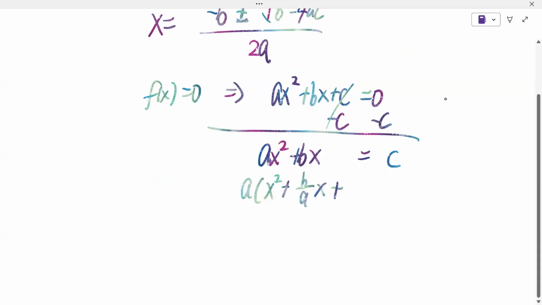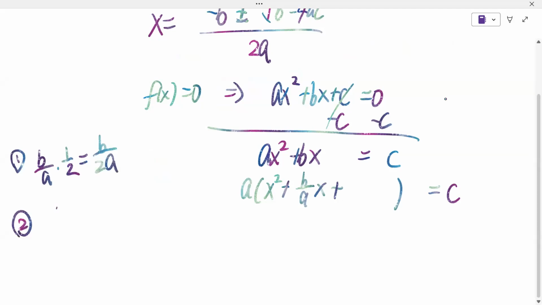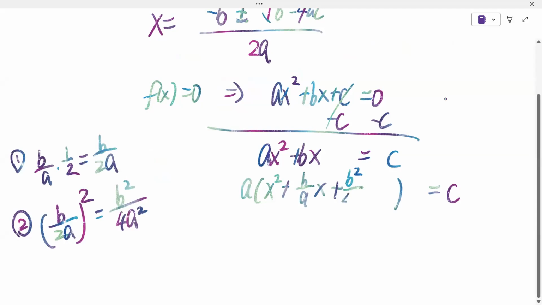Now we're going to need to complete the square, right? So now let's see how we do that. First, divide this by 2. b over a divided by 2 means multiply by half, and we get b over 2a. Now second step, square this, so b over 2a squared. So basically we end up with b squared over 4a squared. Now we're going to add b squared over 4a squared minus the same thing.